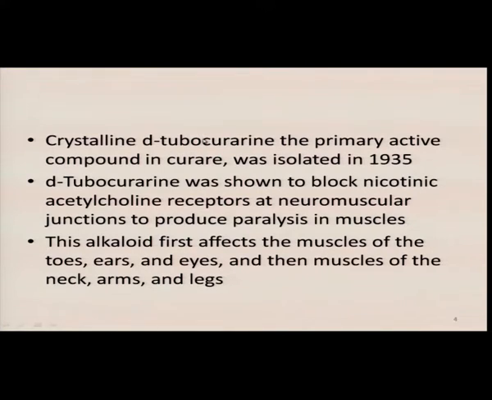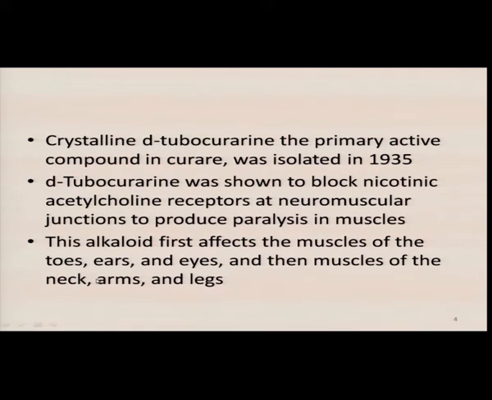Crystalline D-tubocurarine, the primary active compound in curare, was isolated in 1935. When people started looking at its activity, it was shown to block the nicotinic acetylcholine receptors at the neuromuscular junctions to produce paralysis in the muscles. So, when the acetylcholine receptors at the neuromuscular junctions are blocked, the neurotransmitter molecules no longer work. This in turn will lead to paralysis.